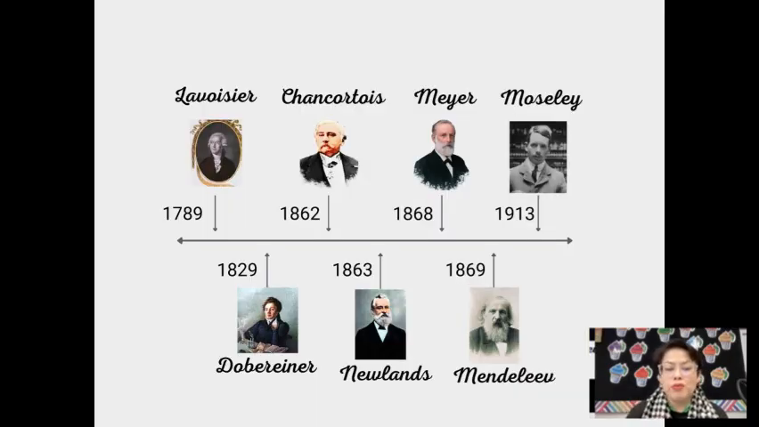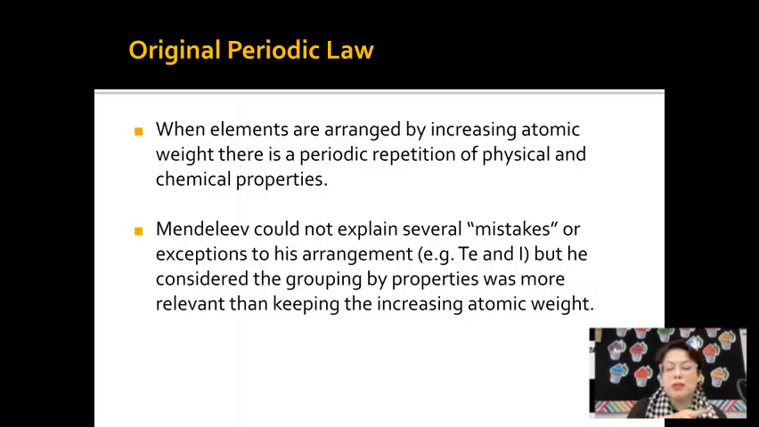Until Mendeleev, we have what we call the old periodic law that said that if you arrange elements by increasing atomic weights, you would see repetitions of properties, even if there were a couple of instances in which this was not true. And he had to make some exceptions.